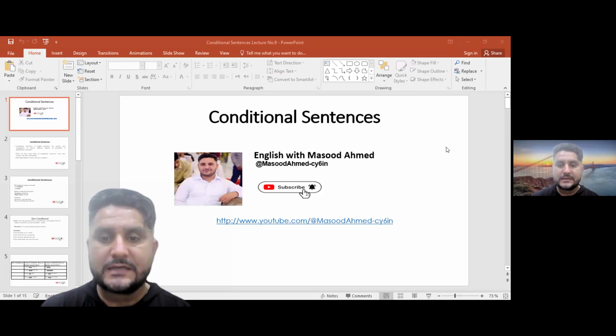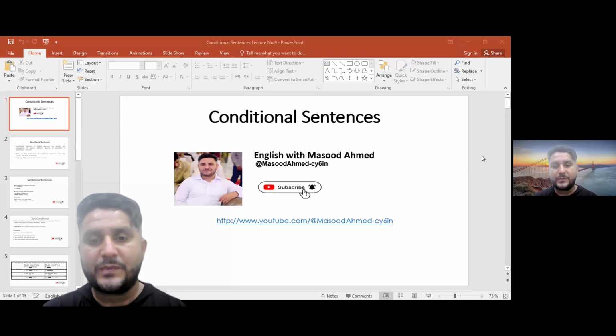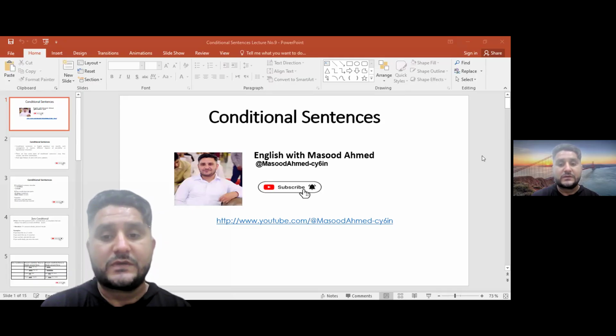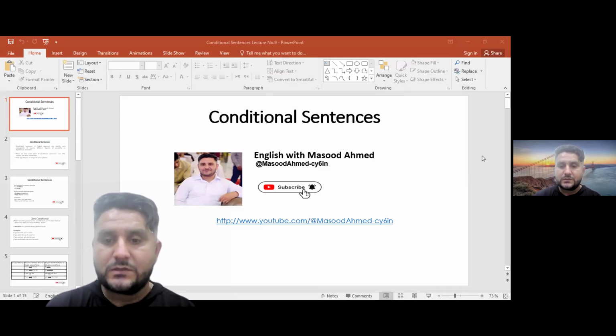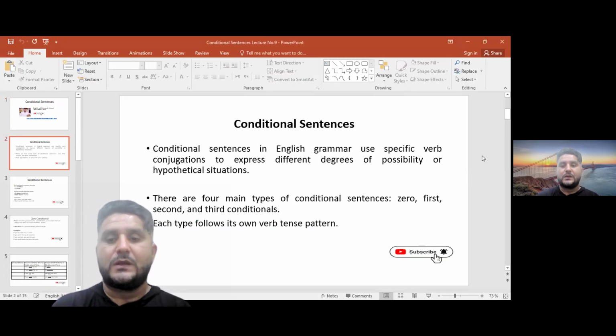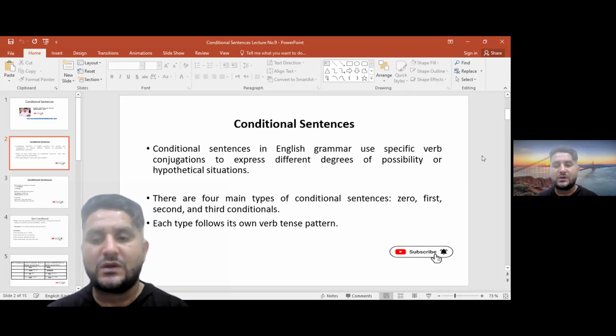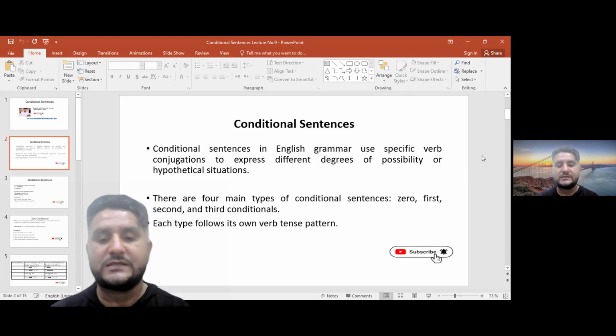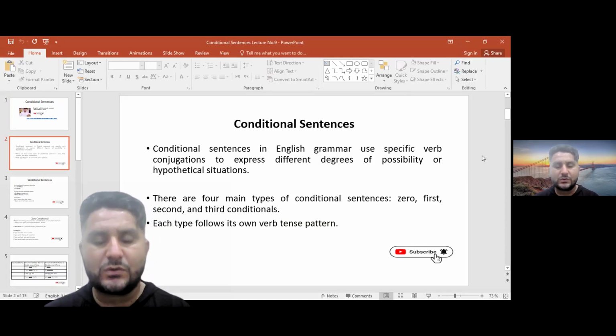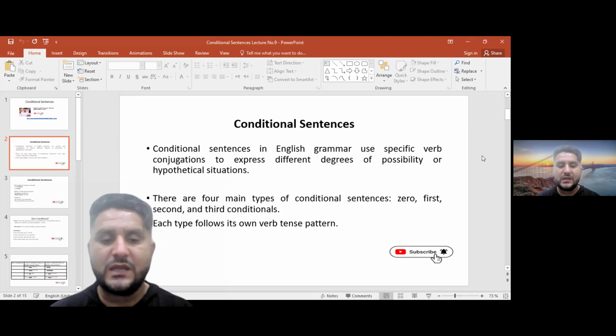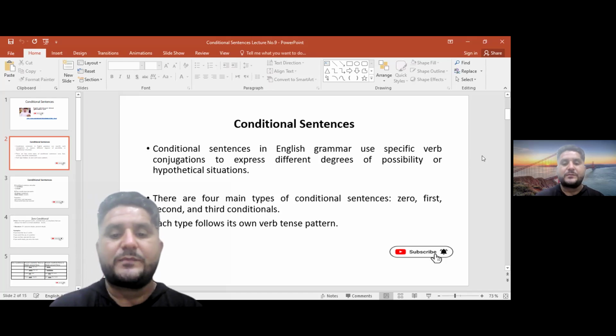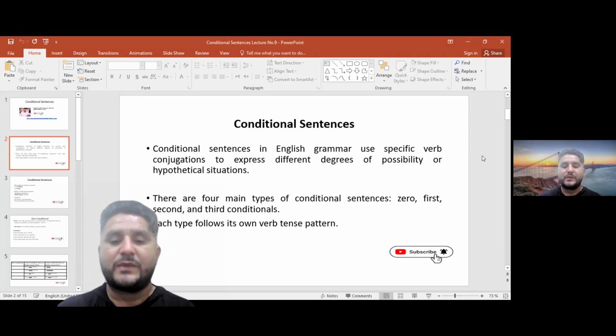Conditional sentences is the topic of the day that we are going to discuss right now. That's one of the important topics in English grammar, with different types and their position. First of all, let's review what conditional sentences are. In English grammar, they use specific verb conjugations to express different degrees of possibility or hypothetical situations. There are four types of conditionals: type 0, type 1, type 2, and type 3. Each type follows a specific verb and tense pattern.